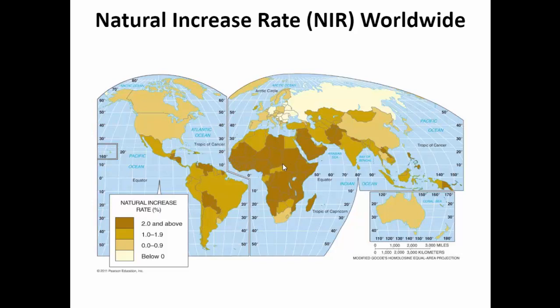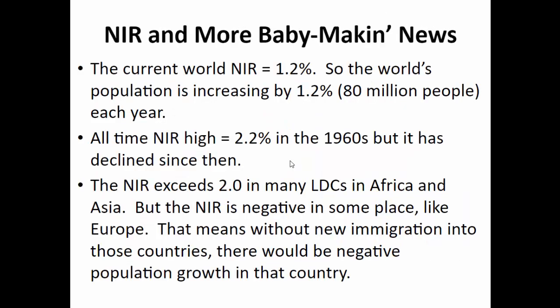They're considered the least controlled anywhere in the world today. There are some other examples: Central America, parts of South America, right? Parts of South Asia. But all in all, it's Sub-Saharan Africa where you're seeing most of that growth. And it's over 2%, all right, per year. That's how much their population increases. So again, worldwide population NIR is 1.2%. All-time high is 2.2%. The NIR exceeds 2% in many LDCs in Africa and Asia.